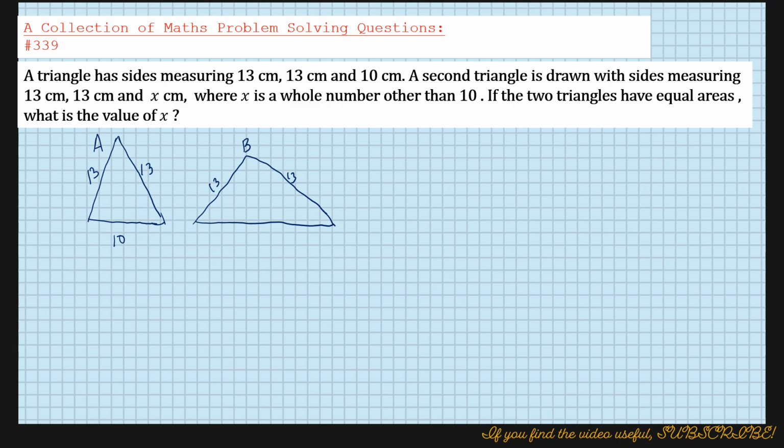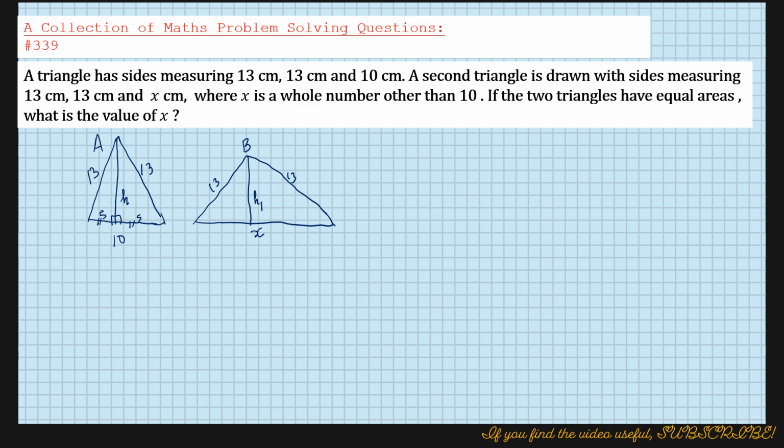The base is not given, so the base is x centimeters. We have to assume this is the height. If h1 was the height of triangle B and h was the height of triangle A, well, the drawing is not correct, but the perpendicular bisector should bisect the base, so it should be 5 and 5.